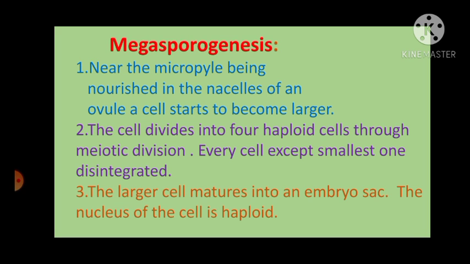Okay, now I am telling about megasporogenesis. Near the micropyle, in the nucellus of an ovule, a cell starts to become larger, and the cell divides into 4 haploid cells through meiotic division. Every cell except the smallest one disintegrates. The larger cell matures into an embryo sac. The nucleus of the cell is haploid.